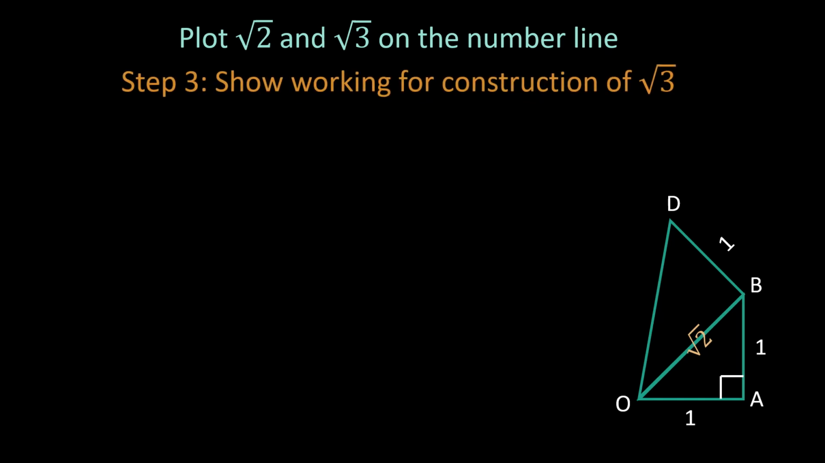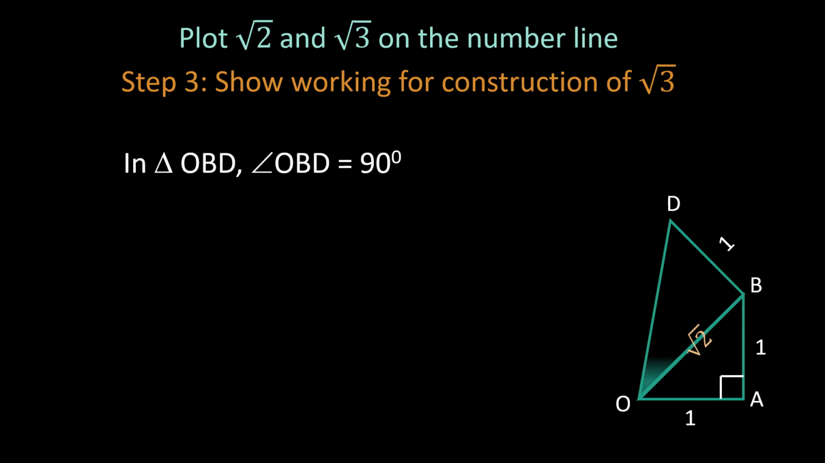Step 3. Now we will show working for construction of root 3. We have already constructed triangle OAB with base 1 unit and height 1 unit for construction of segment of root 2. Now on top of triangle OAB, we are going to construct triangle OBD to construct segment of length root 3.